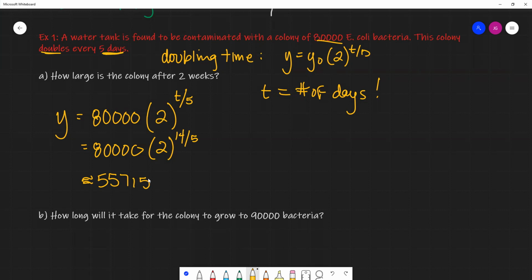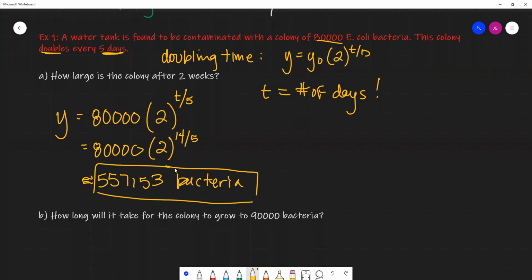Oh, I didn't even have to worry about it. I thought I already wrote the 2 out. I was like, I have to change that, but I didn't. Yep, 557,153 bacteria. Okay, there's our answer. So just like the 4.2 chapter here, it's just a matter of plugging in the number, right? And this number we should always check to make sure the numbers make sense, right?